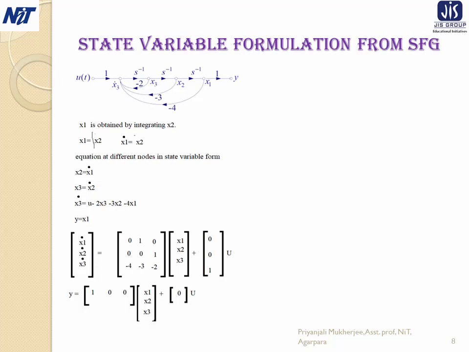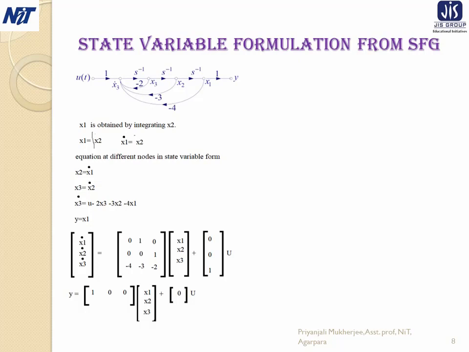As it is a third order system, the B matrix will be a 3 by 1 matrix. So this matrix is B into u, and y is equal to C matrix. Similarly, the C matrix will be 1 by 3 in case of a third order system, plus D into u.